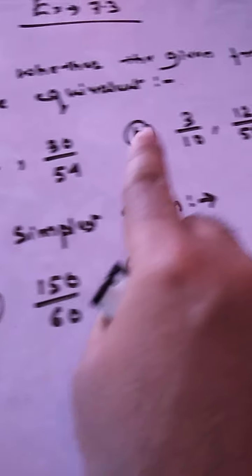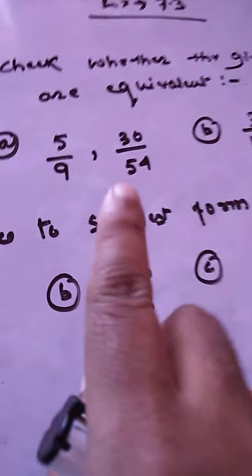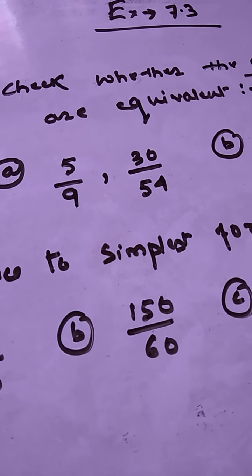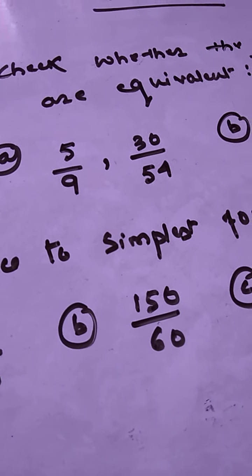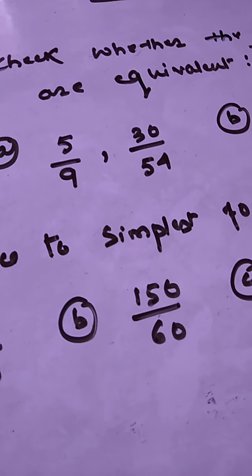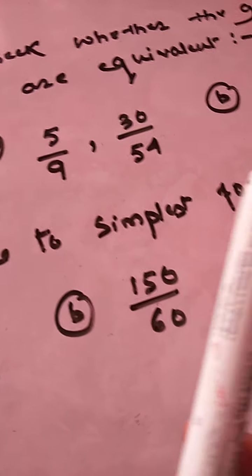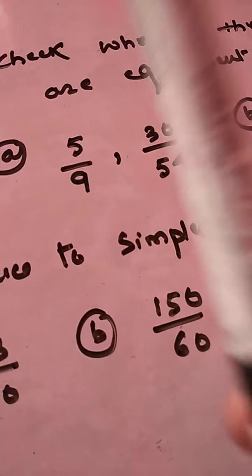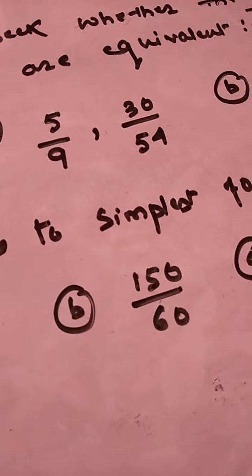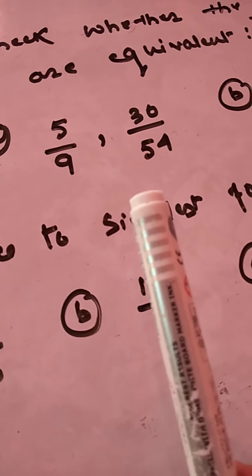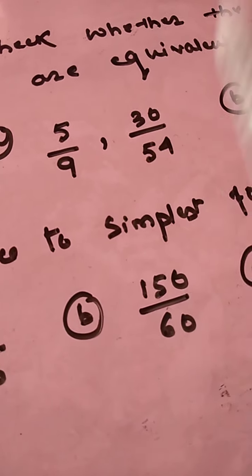Now you see, in each question of question number 6, two fractions are given, isn't it? They are asking whether these two fractions are equivalent or not. So what does the term equivalent mean? Equivalent fractions are those where more than one fraction is given, the numerator and the denominator values are not the same, but the values of all the fractions need to be the same.